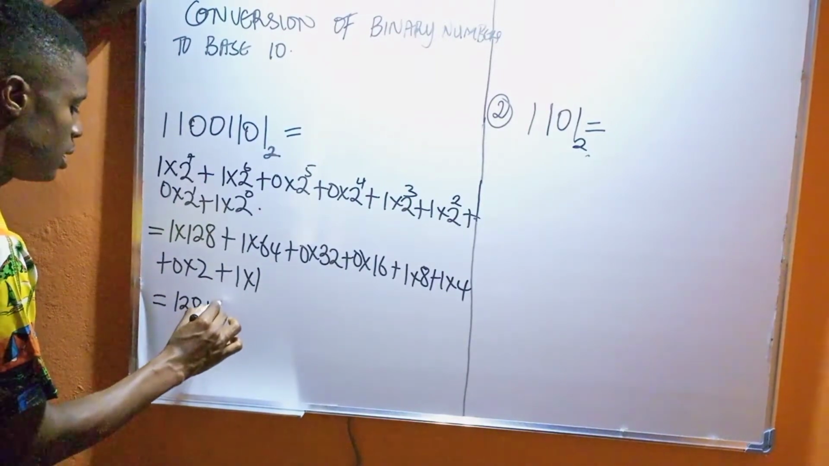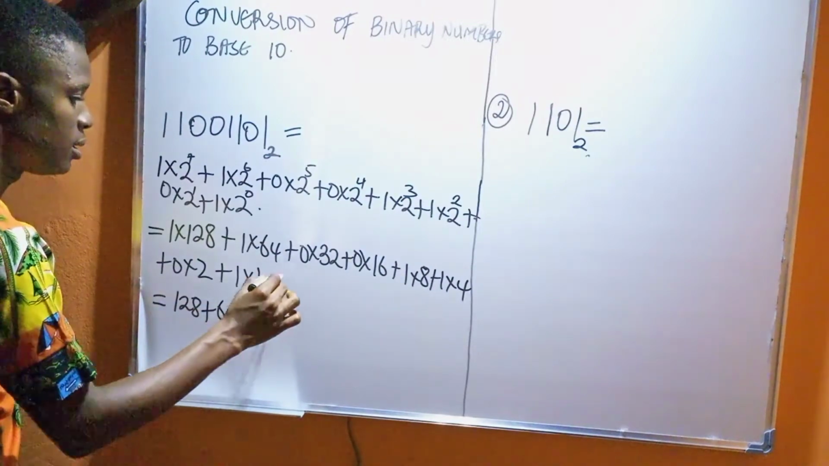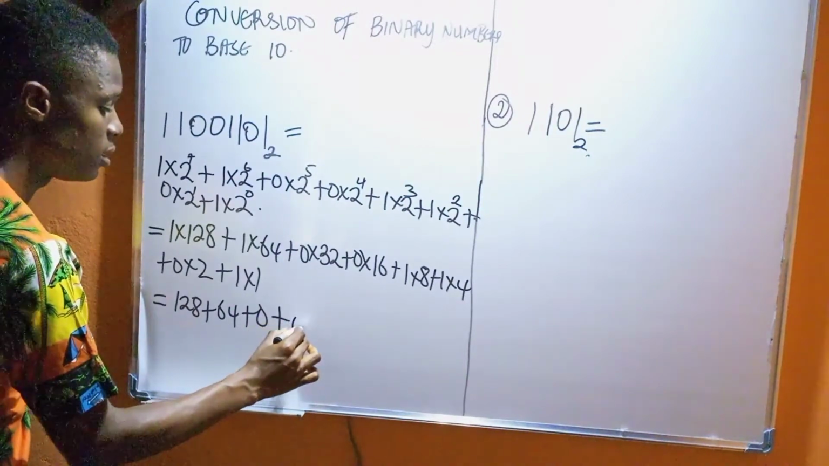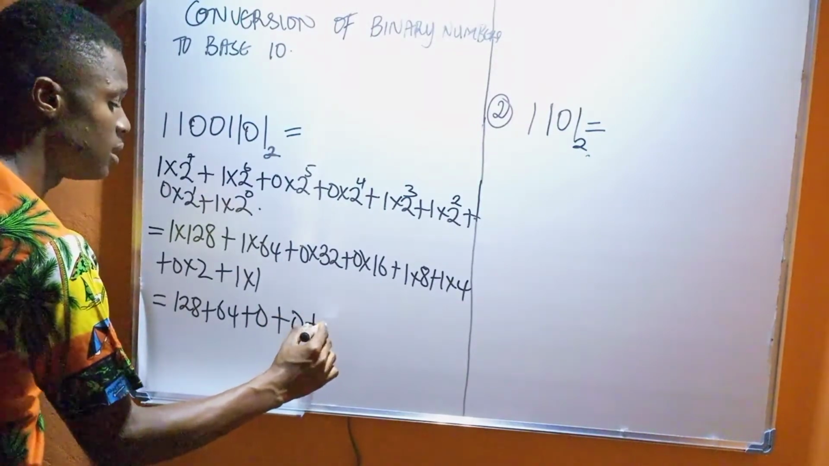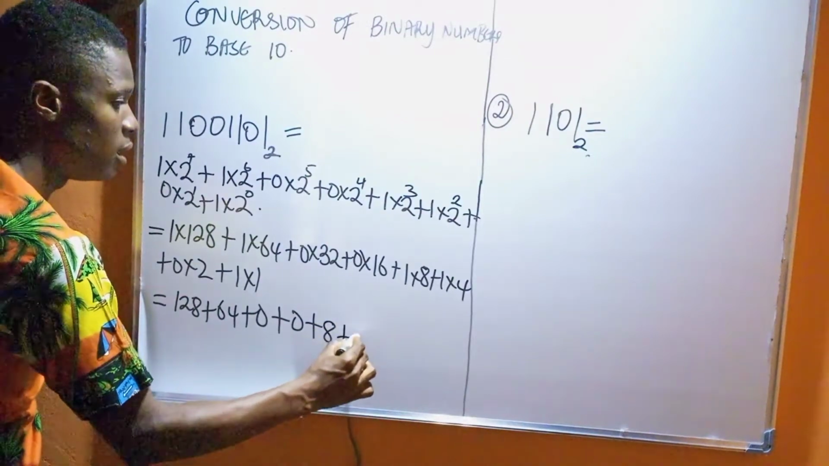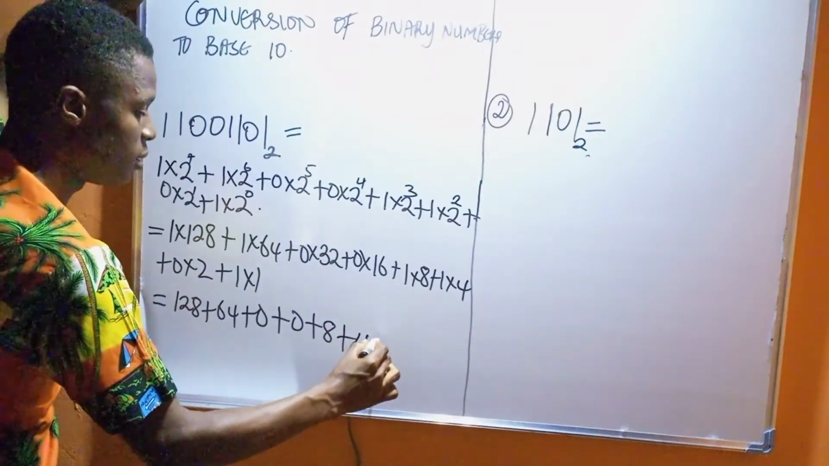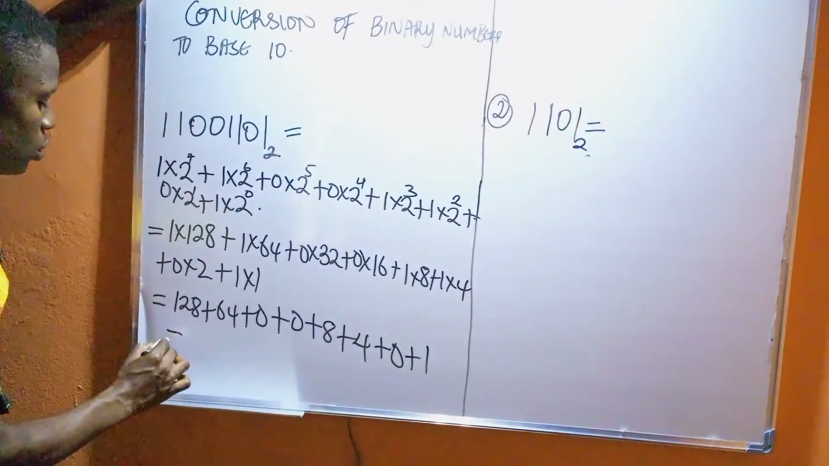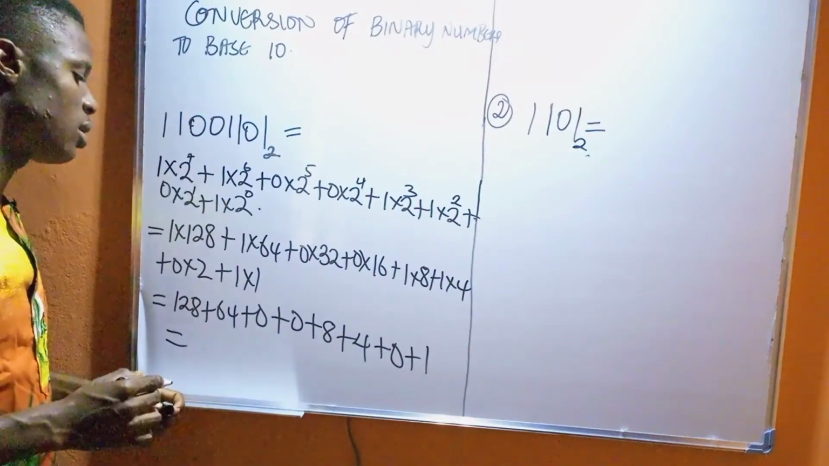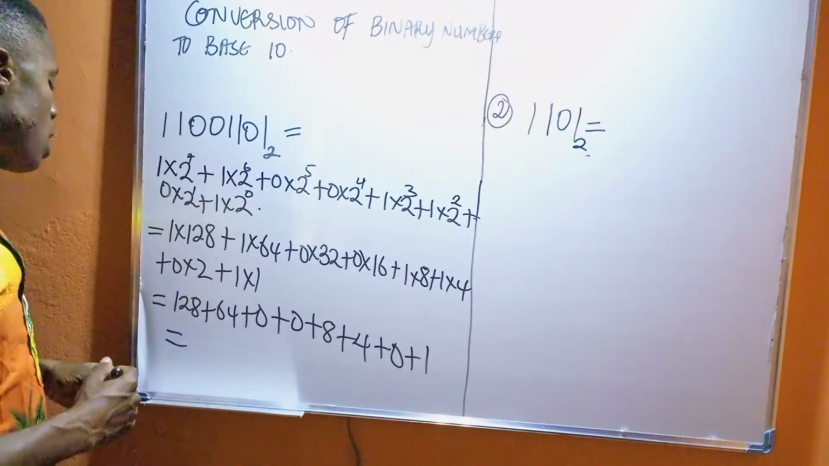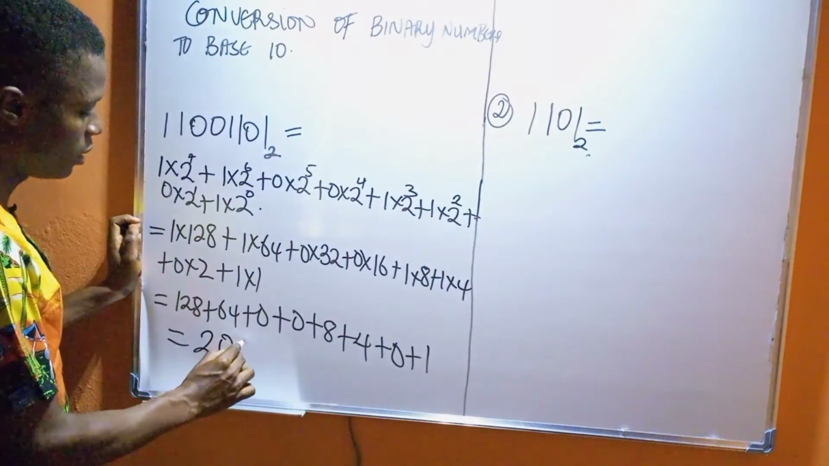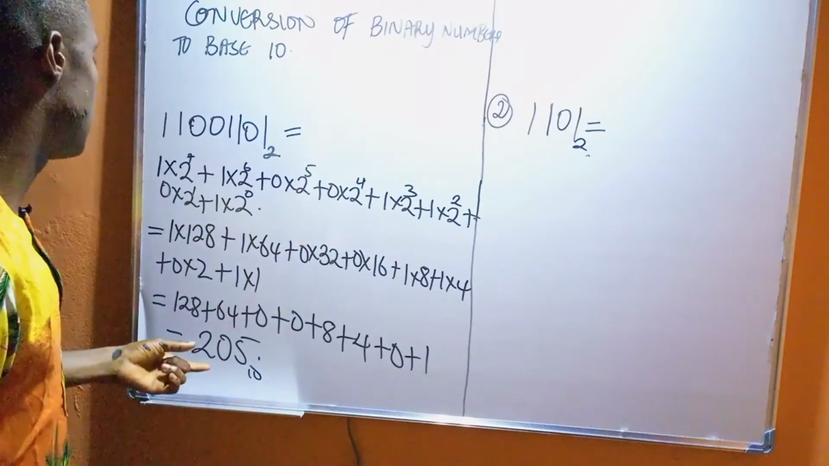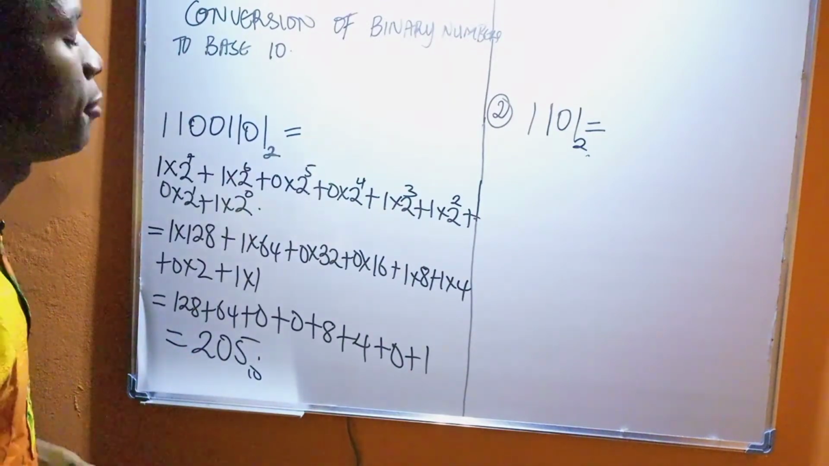1 times 64 is 64. 0 times 32 is 0. Plus 0 times 16 is 0. 1 times 8 is 8. 1 times 4 is 4. 0 times 2 is 0. 1 times 1 is 1. So 128 plus 64 plus 0 plus 0 plus 8 plus 4 plus 0 plus 1 is equal to 205. And 205 is in base 10. So I have actually expressed it as 205 in base 10.